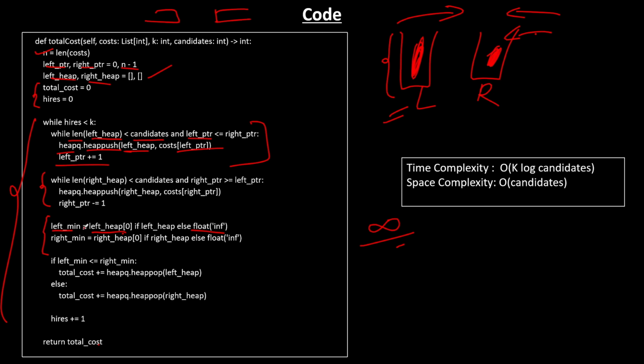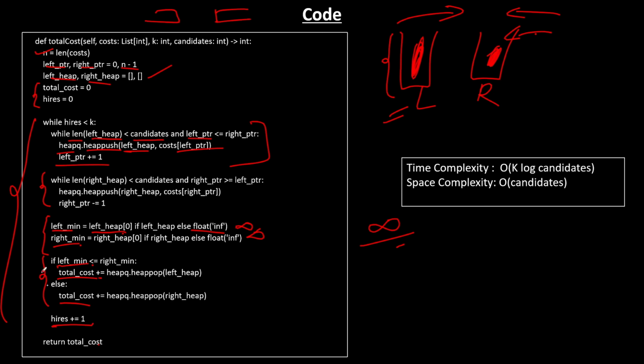Now we have both the minimum values here. Then we will compare. If left is smaller or equal, we will take that and add it to the total cost. Otherwise, we will take the right side and add it to the total cost. And then we will increase the hires variable, because we have taken one of the employees into consideration. And after this loop is completed, we return the total cost.